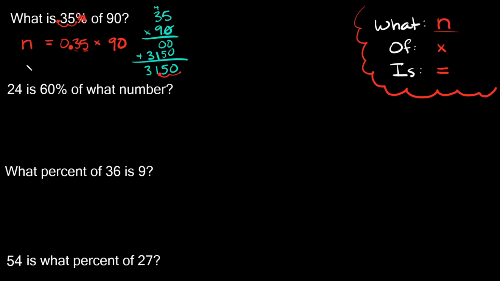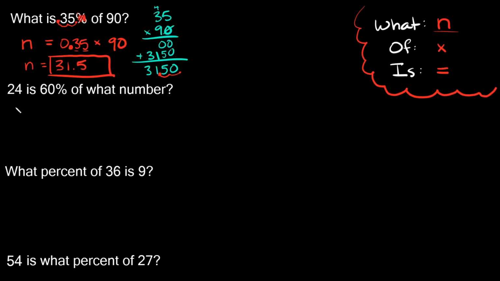So then I'll write it over here. So n is equal to 31.50. So what is 35% of 90? 31.50. Or if you wanted to, you could also write this as just 31.5. You don't need to put trailing zeros if you don't have to. So hopefully that wasn't too bad. Let's just try a couple more examples, and then I think it's going to start coming together a little bit more. All right, so this next example says 24 is 60% of what number?